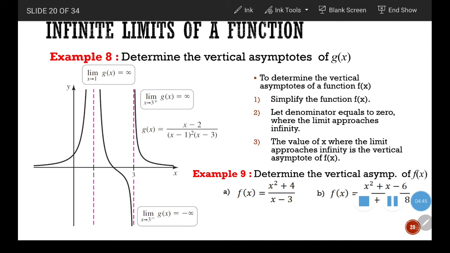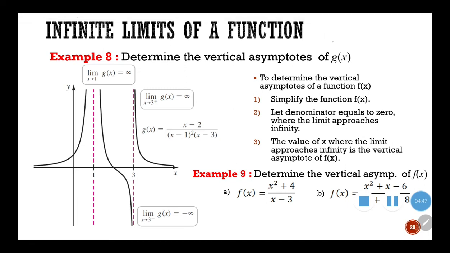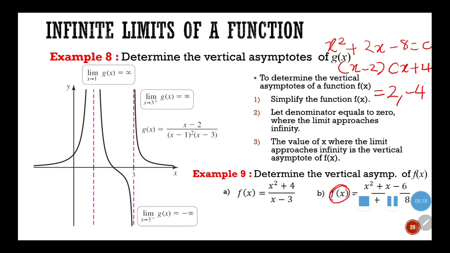So it should be, sorry, okay, there's some problem with this pen. So simplify it: x minus 2 and x plus 4. So the vertical asymptotes for this function are 2 and minus 4. Okay, that's all. Easy peasy, right?